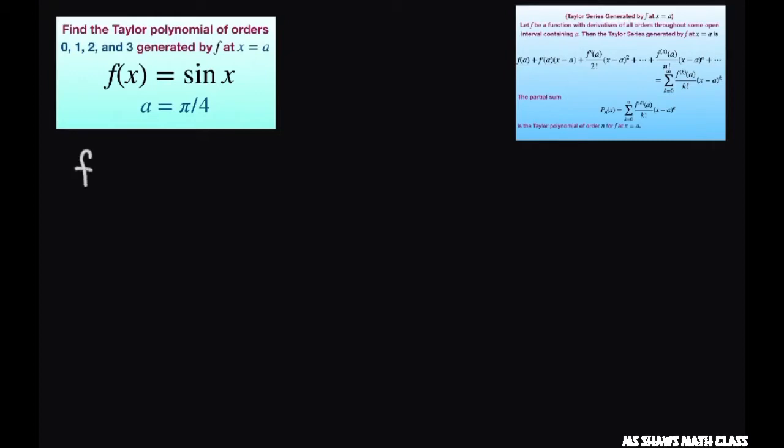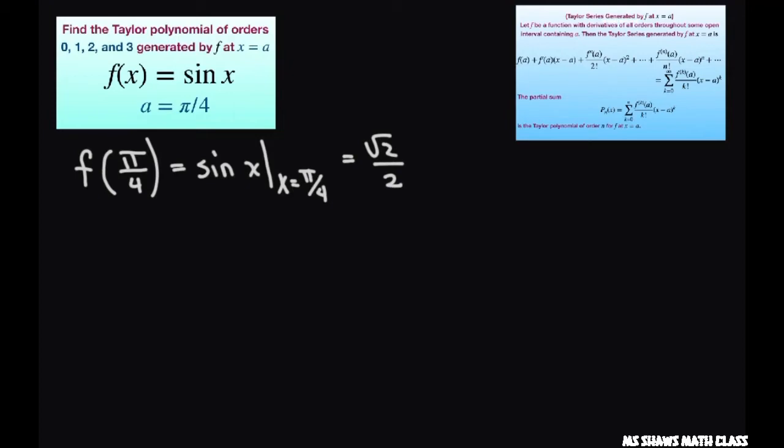First, we're just going to write f of pi divided by 4. That's our first term. So we have sine of x, and we're evaluating at x equals pi divided by 4. This is going to equal square root of 2 divided by 2. All right, next, f prime of pi divided by 4. So the derivative of sine is cosine of x. Then we evaluate it at x equals pi divided by 4. And that also equals square root of 2 divided by 2.